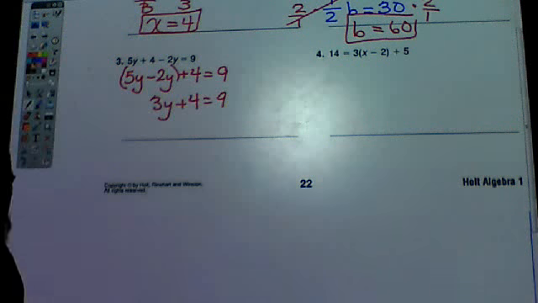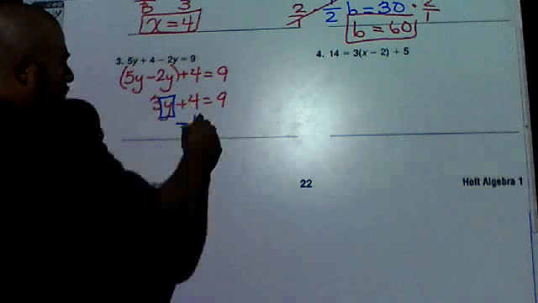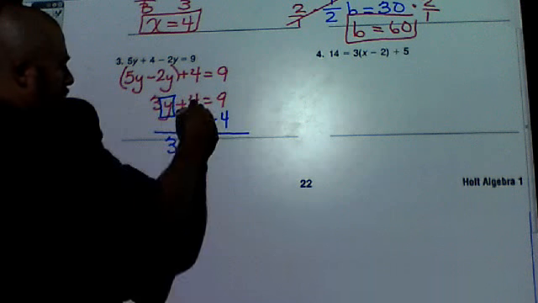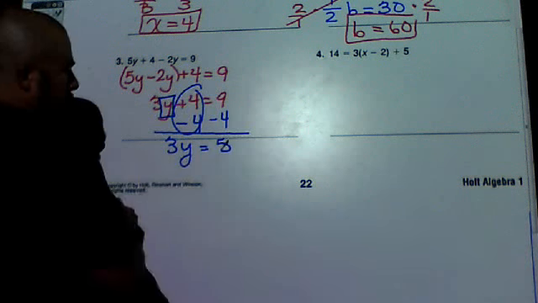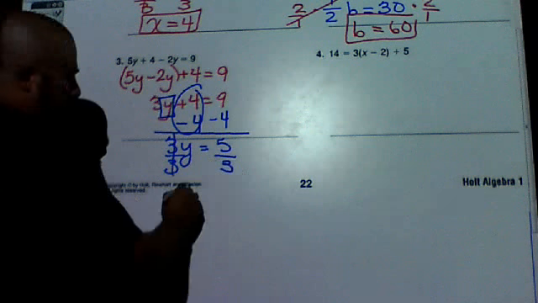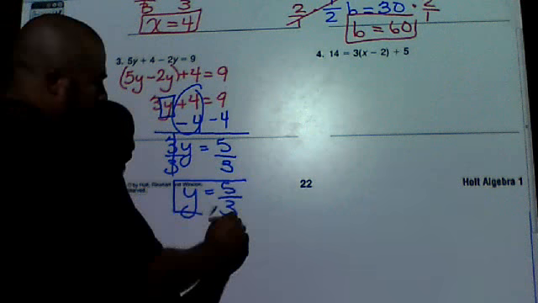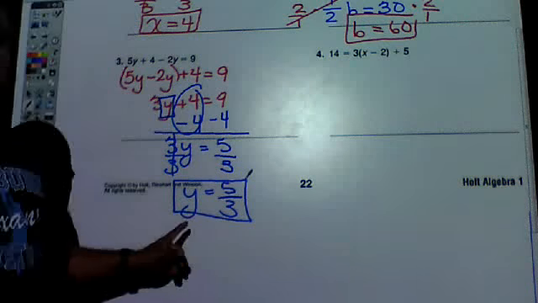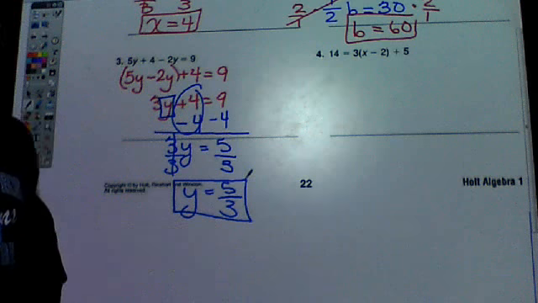And again, I isolate my variable, subtract 4 to both sides. 3y, this is a zero pair. 9 minus 4 equals 5. Divide by 3, cancels out. y equals 5 over 3. Now, my fraction is reduced to the lowest form. Okay? So I don't have to do anything else. I'll leave it in fraction form.